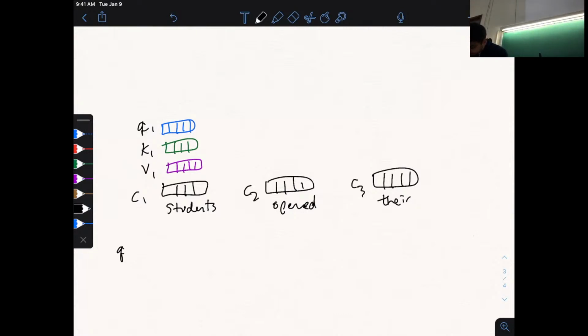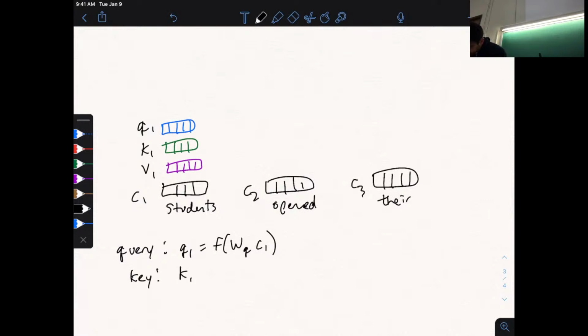So Q refers to the query vector, and we compute the query vector here as Q1 equals f of W sub Q C1. So again, a simple linear layer. There's a weight matrix W sub Q that's associated with this query projection. We also have keys.